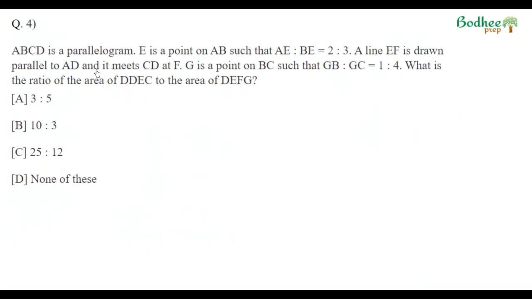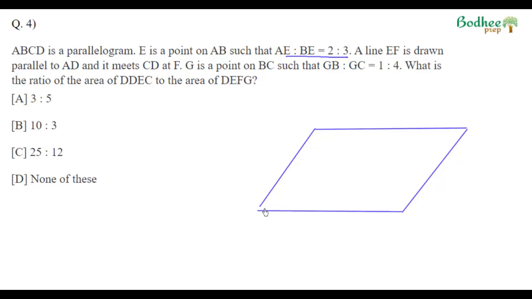Now let's take the fourth question. Here it says that ABCD is a parallelogram. E is a point on AB such that this ratio is given: AE is to EB is 2 is to 3. So let us draw a parallelogram. Say this is the parallelogram ABCD. This is A, this is B, C and D, right? And E is a point on AB such that they are in the ratio 2 is to 3, correct?